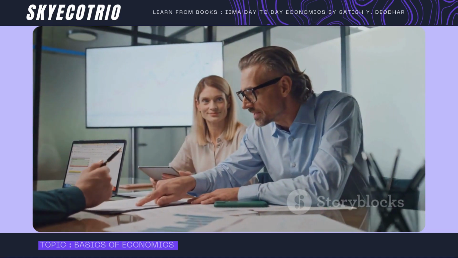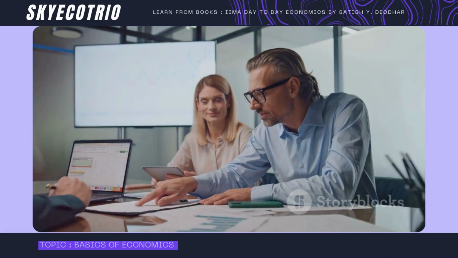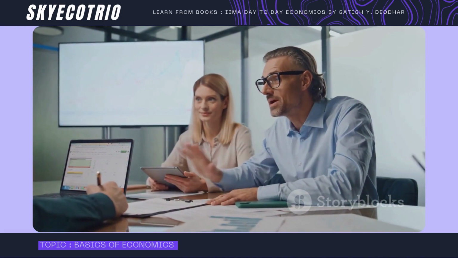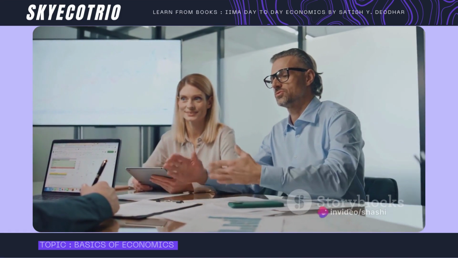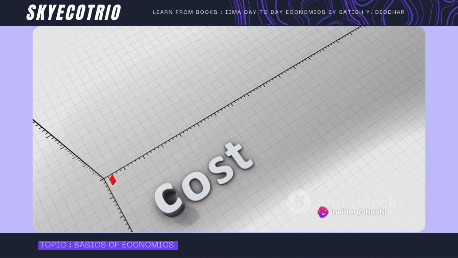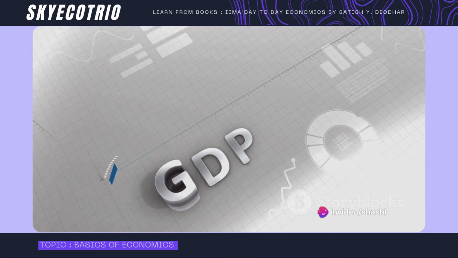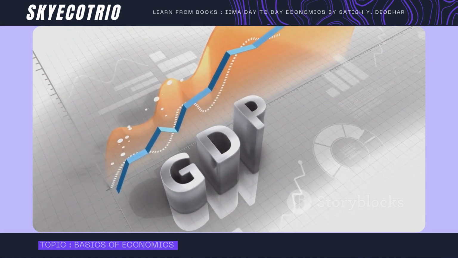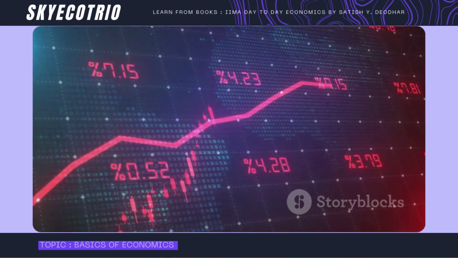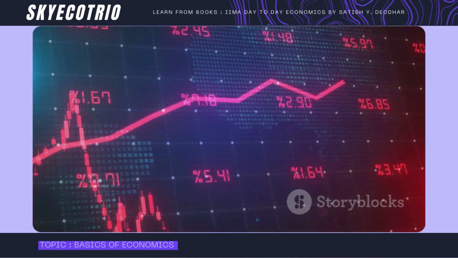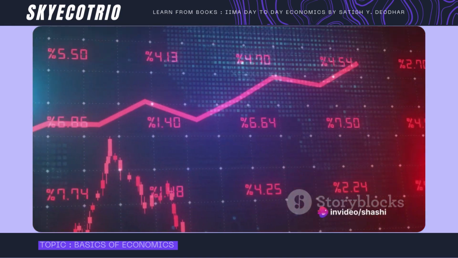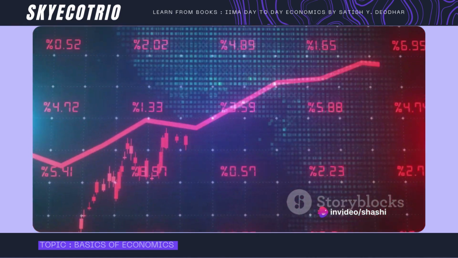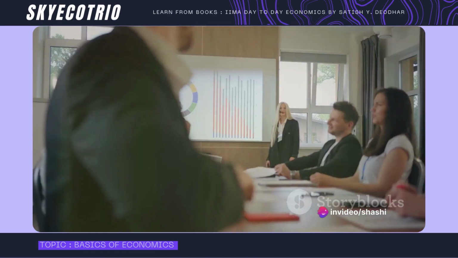When it comes to costs of production, we have fixed costs that remain constant and variable costs that change with output. Now, onto the macroeconomic stage. Gross domestic product, or GDP, is the total economic output, a key measure of a nation's economic performance. Unemployment tracks joblessness, while inflation measures price increases. These two indicators, along with GDP, provide a snapshot of an economy's health.